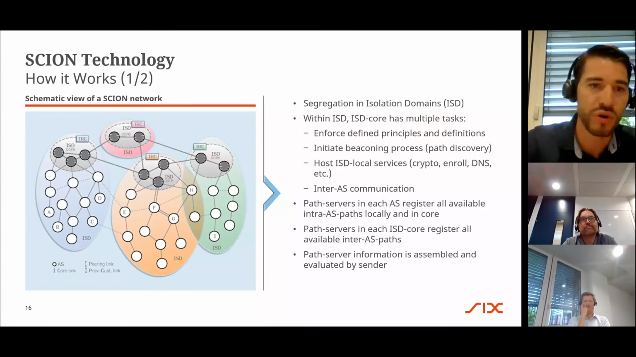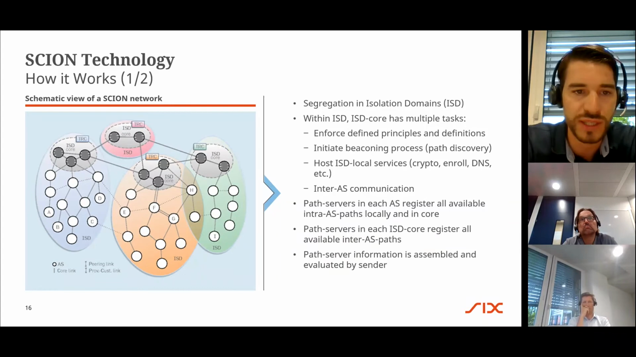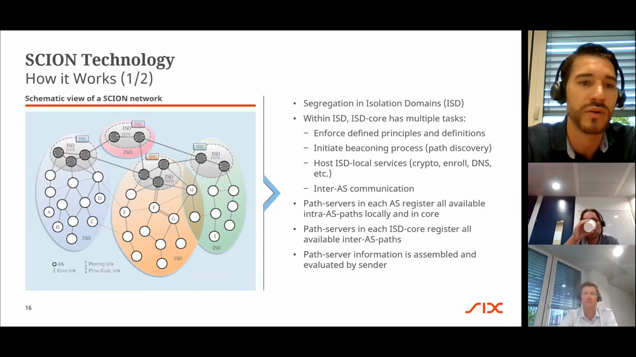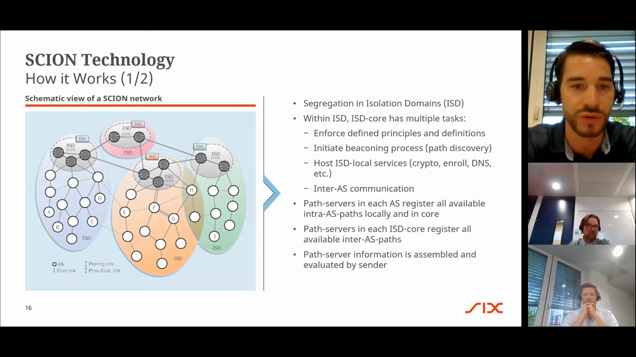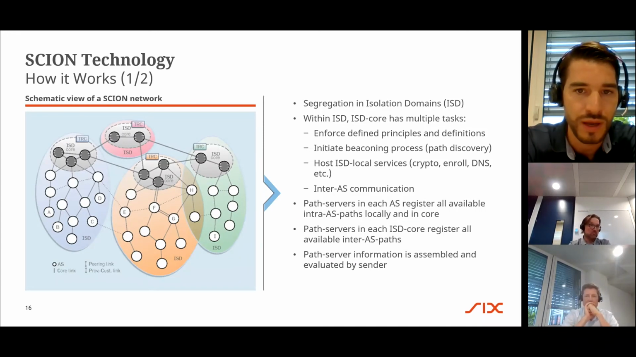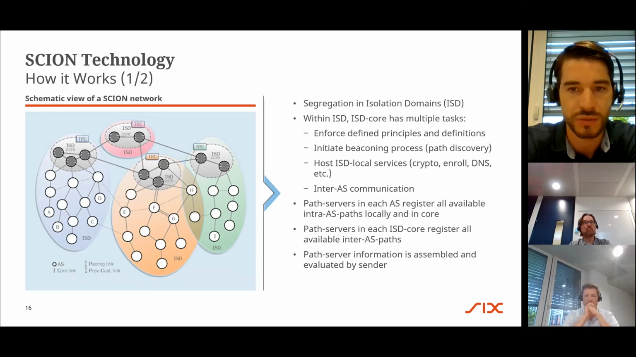So a bit more in detail how it works. You see the bubbles on the left-hand side. The ones which are colorful are representing ISDs. And then the gray ones at top of each ISD represent the ISD core. Within the ISD core, there are multiple tasks which are executed.